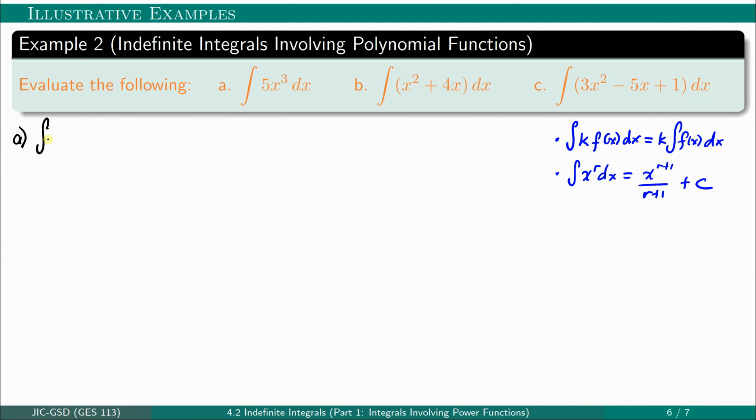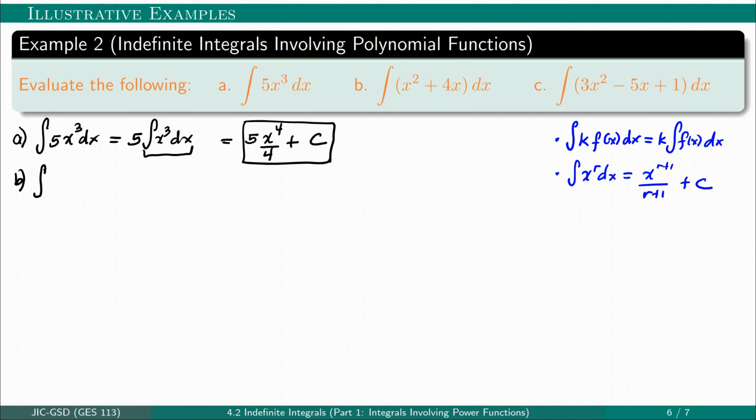So for letter A, we have the integral of 5x cubed dx. Now take note here that the constant is 5. By the first rule here, we can move that 5 outside of the integral, and we will just write the integral as x cubed dx. Now, for this integral of x cubed dx, we are now going to use the power rule because the integrand is a power function. So we will copy the 5 integral of x cubed as in our previous example. We are just going to add 1 to the power. So this power 3 will become 4, and we divide by 4, and we add a constant c. And that is our answer.